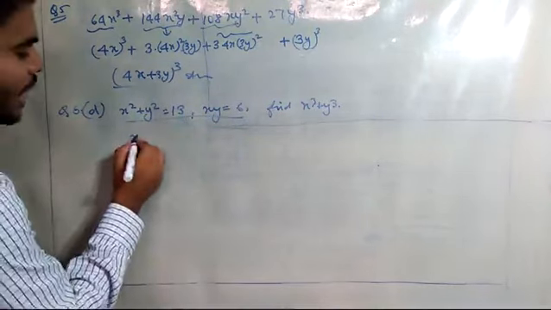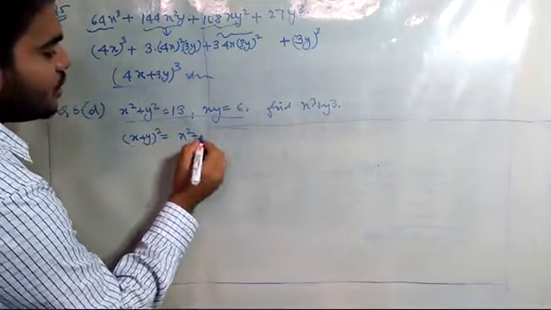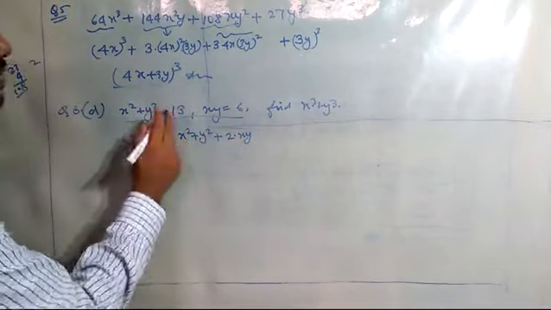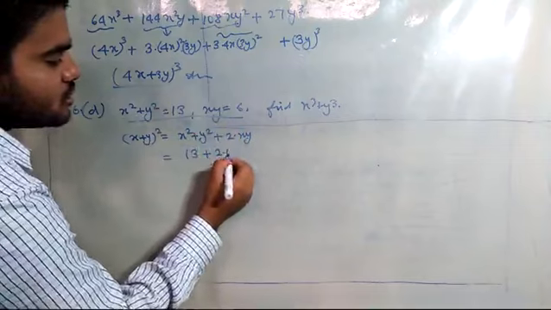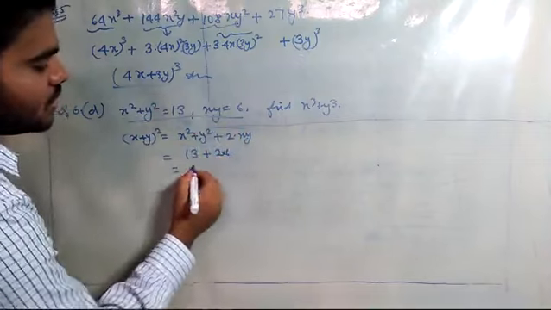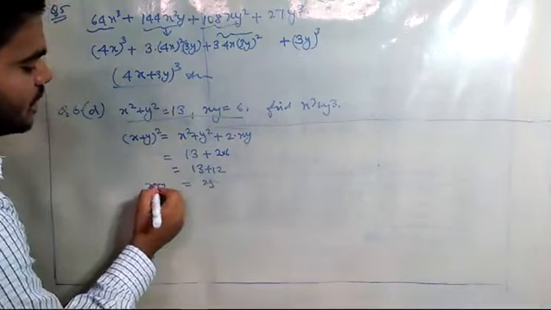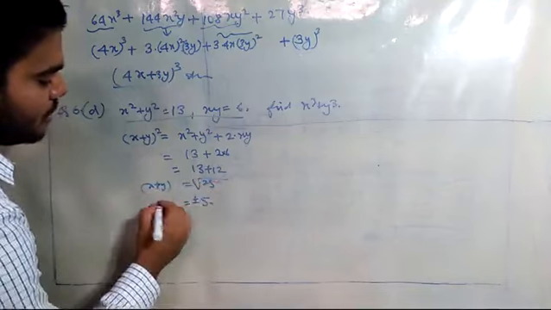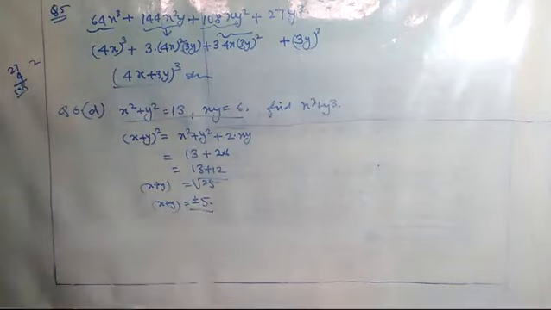So how to find? I can write (x plus y) whole square is equal to x square plus y square plus 2 into xy. Now x square plus y square is given 13, xy is given 6, 2 into 6, you write the multiplication symbol. So 13 plus 12, that means 25. x plus y, the root will come, so it will be plus minus of 5. So the x plus y value is plus minus 5. Now your task is to find x cube plus y cube.